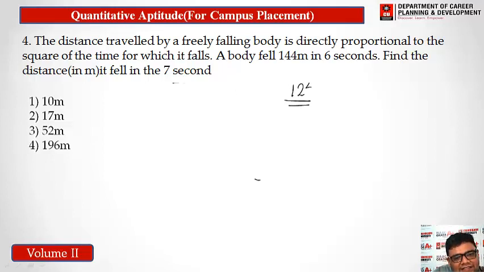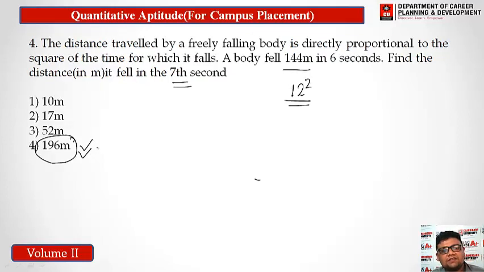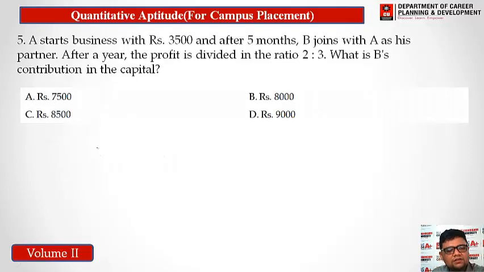So we have to tell in the 7th second, right? Now it should also be in a square value. The distance, there is only one option which is coming out as a square, that is 196 meter, right? So our answer will be 196 meter. Now let us see the next question.